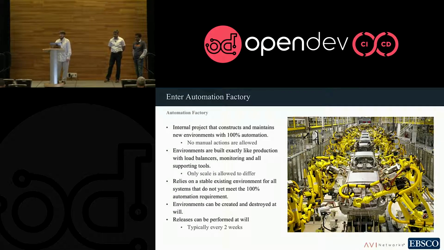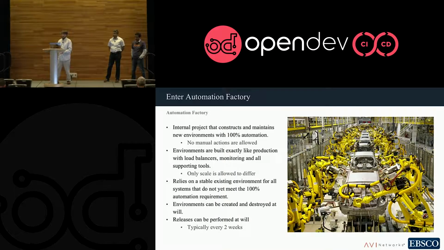All the environments along the way are built exactly like production with all of the supporting tooling, load balancers, everything completely provisioned and managed by the pipeline. Only scale is allowed to differ, so if we've got 200 servers in live, we might have 2 in the lower order environment, but there needs to be at least 2. There needs to be a load balancer, needs to be monitoring everything just like the live environment.